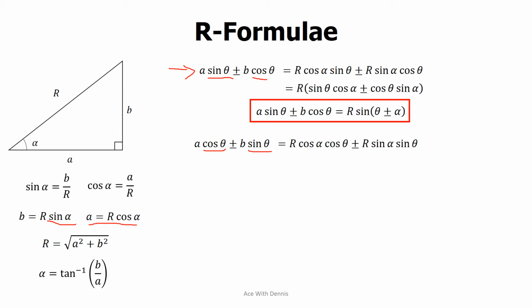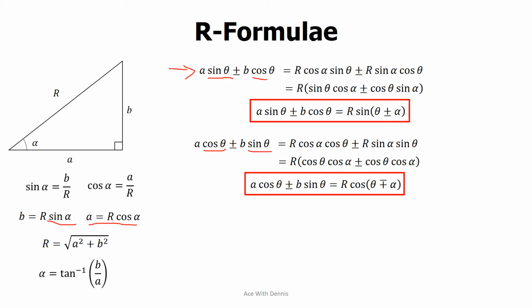So A is R cosine alpha, so it becomes R cosine alpha cosine theta. B is R sine alpha, so it becomes R sine alpha sine theta. We do the same approach and factorize the R. Then we have R bracket cosine theta cosine alpha plus minus sine theta sine alpha. So this is actually cosine theta minus plus alpha. Remember the compound formula. Therefore A cosine theta plus minus B sine theta equals R cosine bracket theta minus plus alpha.